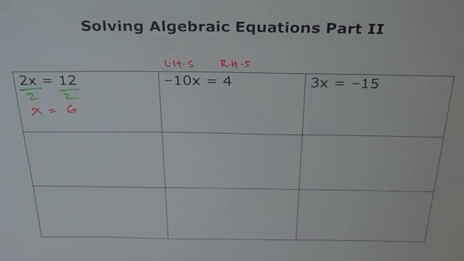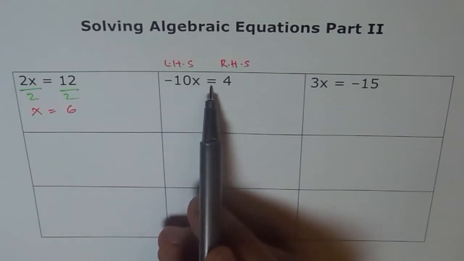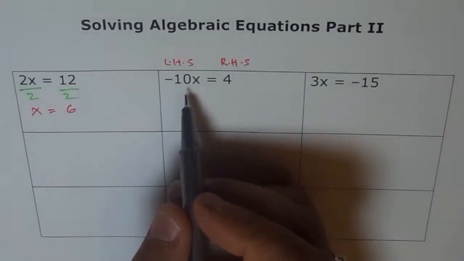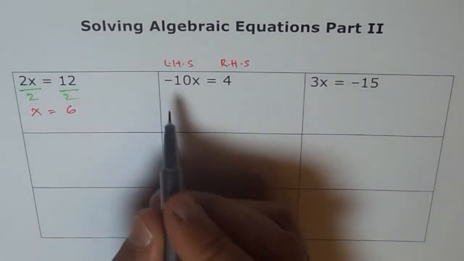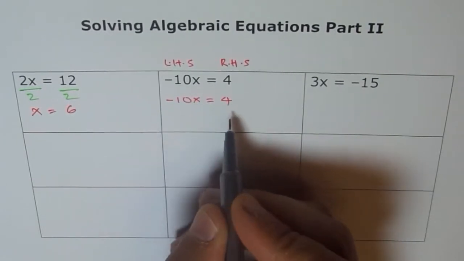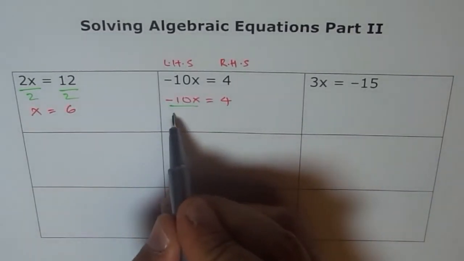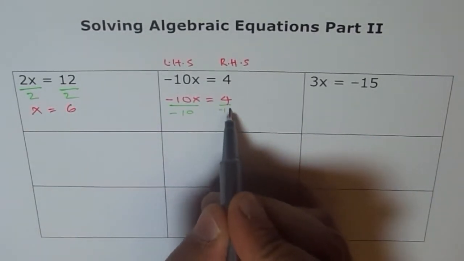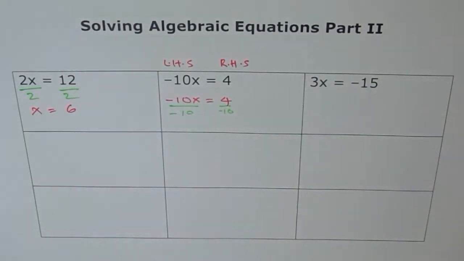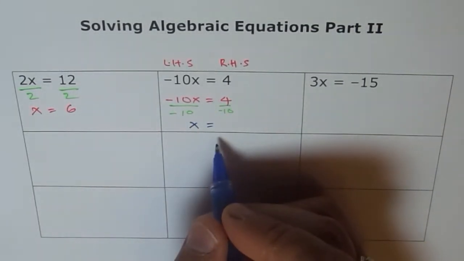Now next, tell me, what should you do? We got minus 10x equals to 4. What should I do? So I should actually write this statement again. You should never change the question. We'll write this statement as minus 10x equals to 4. What should we do? Let's divide by minus 10 because we want to get rid of minus 10. Minus 10 divided by minus 10 is just a number 1. And 1 times x will be x. So we have x is equal to 4 over minus 10.